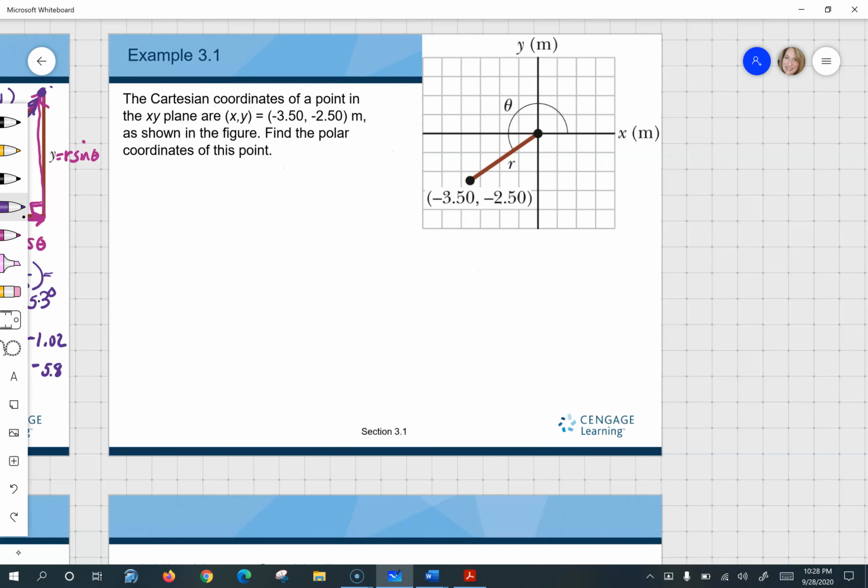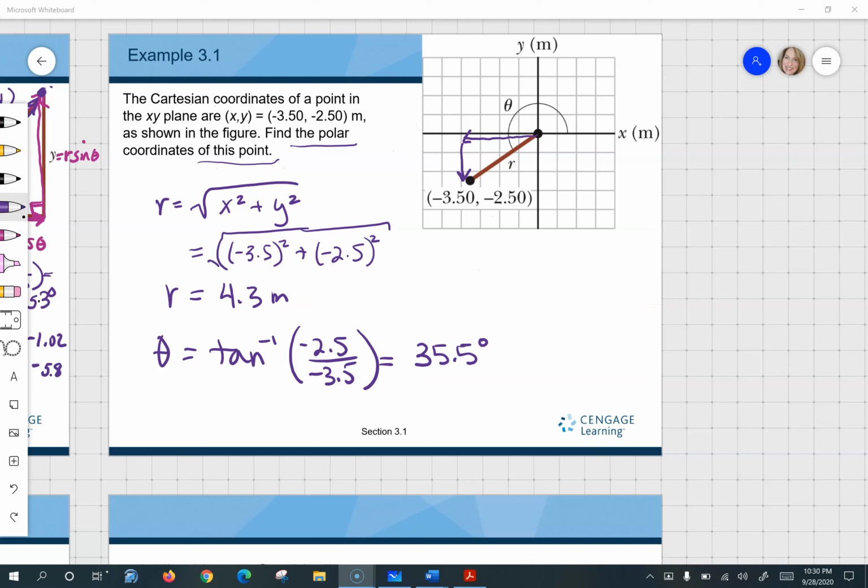Let me have you practice this one now. You're saying that the Cartesian coordinates are negative 3.5 and negative 2.5. So you went out negative 3.5, and down negative 2.5. Find the polar coordinates of this point. So pause the video and try that out in your notes.